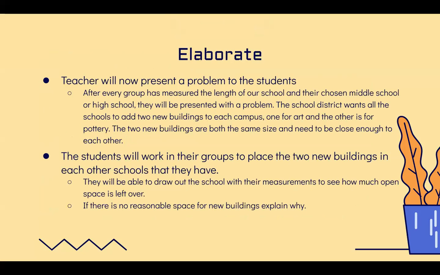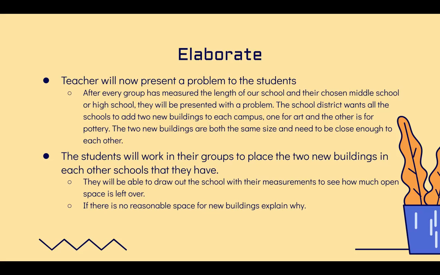For elaborate, the students will be given a problem. After every group has measured the lengths of our school and their chosen middle school or high school, they will be presented with a problem. The school district wants to add two new buildings to each campus, one for art and the other for pottery. The two new buildings are both the same size and need to be close enough to each other.